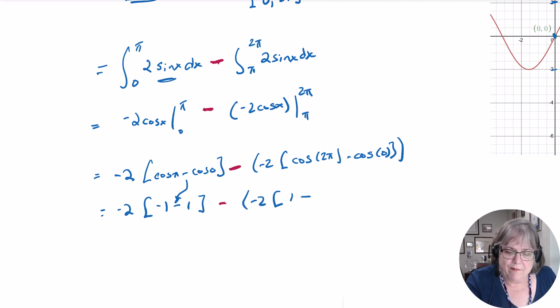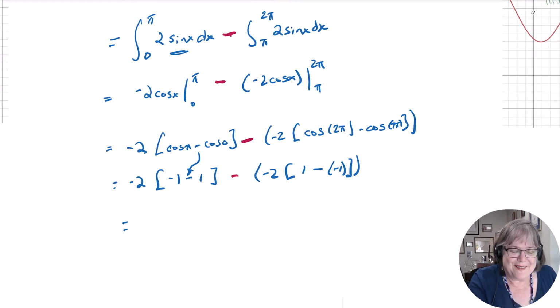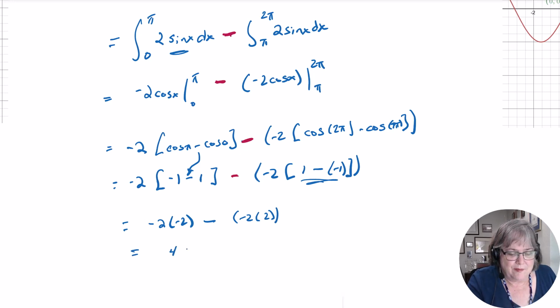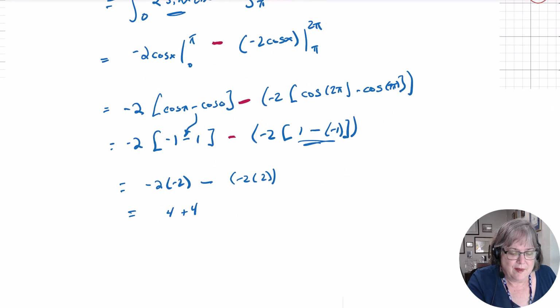I'm sorry. This is supposed to be pi. Beg your pardon. That's fine. This is not what I expected. Okay, cosine of pi is negative 1. Okay, so it's negative 2 times negative 2 minus, all right, so then you would have negative 2 times a positive 2, because this is positive 2. So this is 4 plus 4, and this is 8.